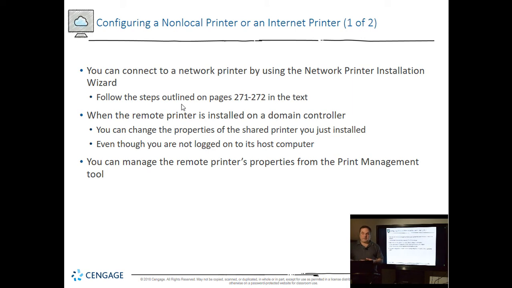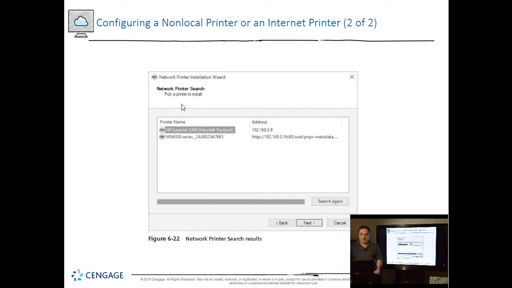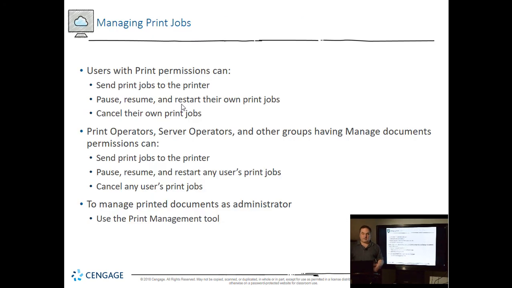You can connect to a network printer by using the Network Printer Installation Wizard. There are some steps for that on pages 271 and 272 of your book. But of course, we also cover all this in the mini videos that are in each of the labs. So just click on the links of those and it'll show you how to do all that. This is the Printer Installation Wizard, where it finds the printer you want. You click Next and then Install.